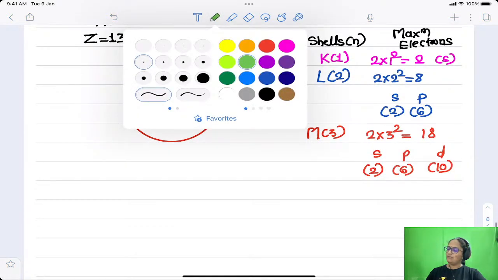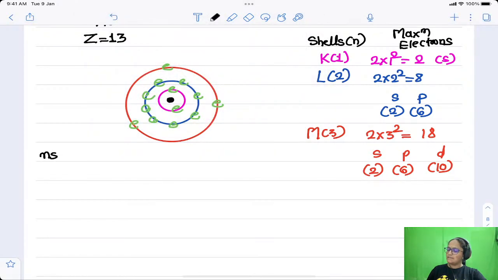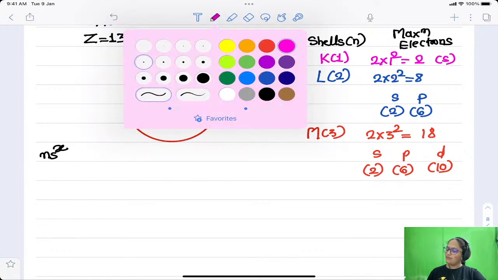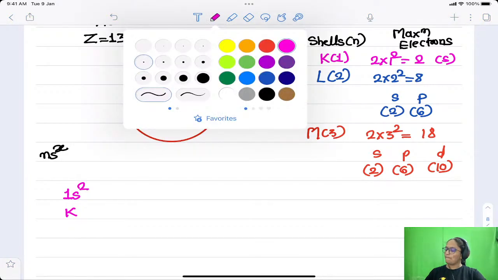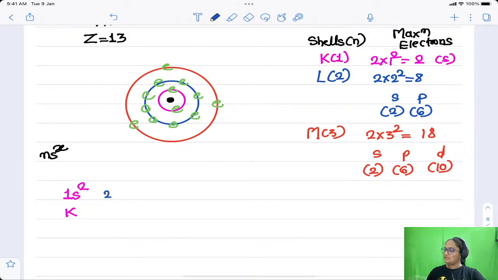Okay, let us write down then by using the formula nsx, right? So first of all I will write down for K shell. It is always 1s2, right? This is for K shell. Then I will write down for L shell. In L shell there are 2 subshells, 2s and 2p. 2 will go in 2s, 6 will go in 2p, right? So this is about the L shell.